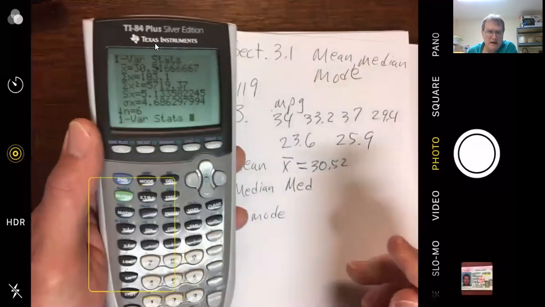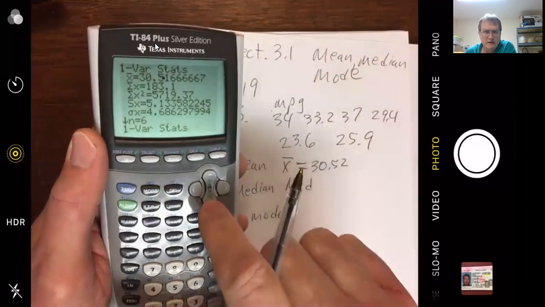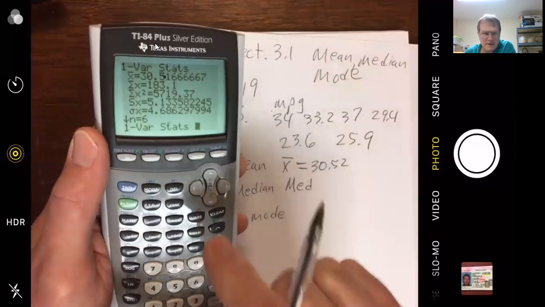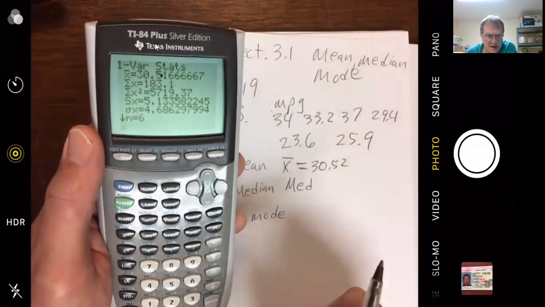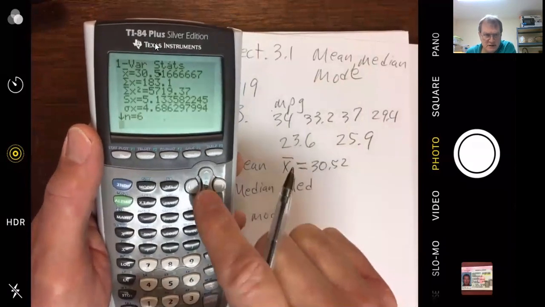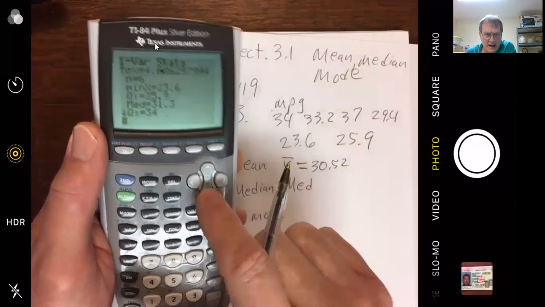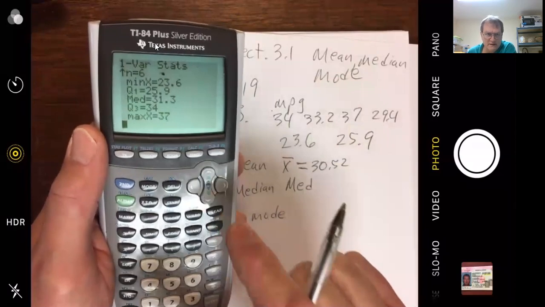I'm going to call it 30.52. Okay. Mean miles per gallon. And then the median would be on the next page, down, and median, 31.3.